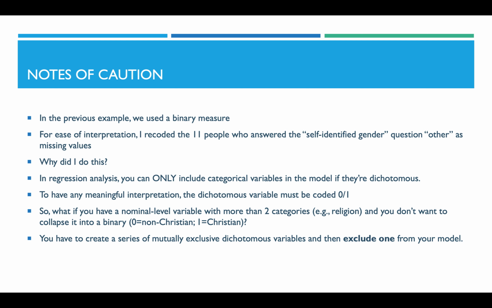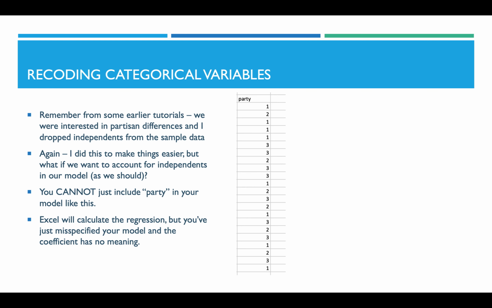Well, what we do is we have to create a set of mutually exclusive dichotomous variables and then exclude one of these that we created from our model. So what does that mean? What does that look like?